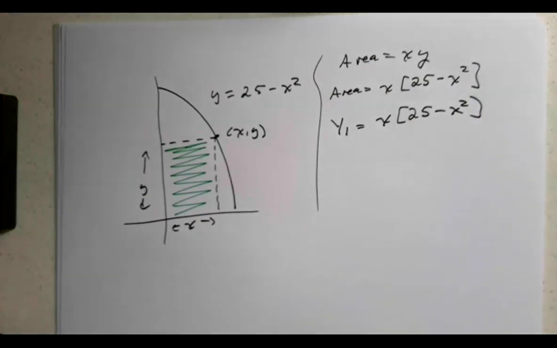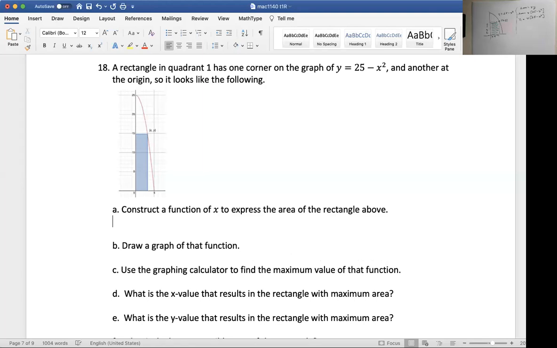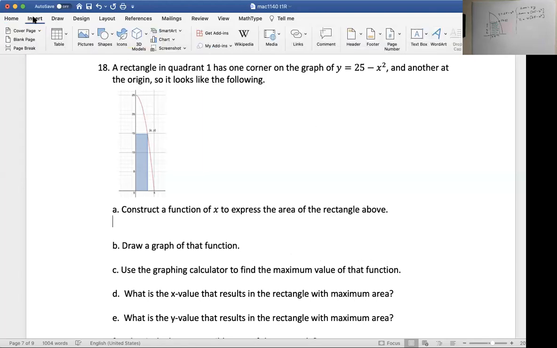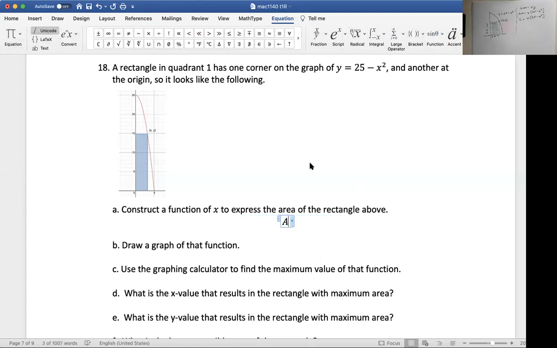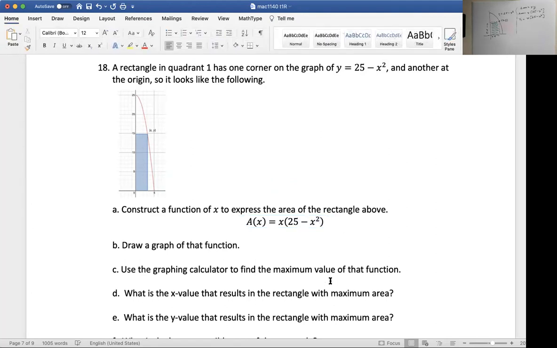So I think we have the first part answered: construct a function of x to express the area. Fine, we can do that. We can say area as a function of x is x times 25 minus x squared. That is our first pass on this. Next it says draw a graph of that function.